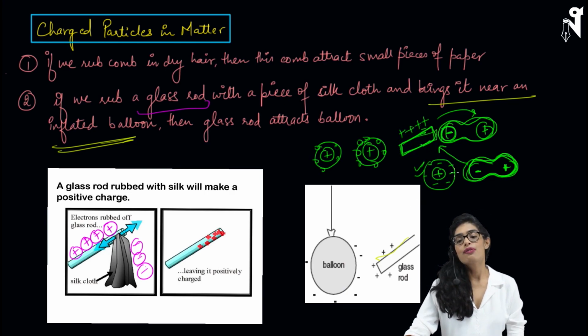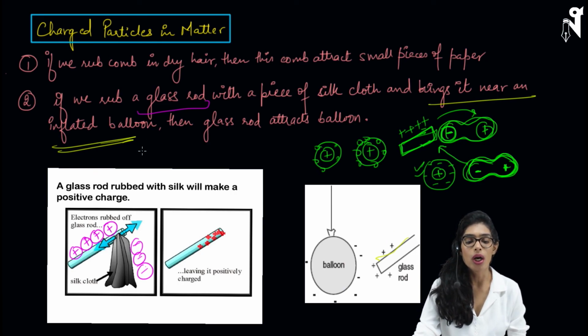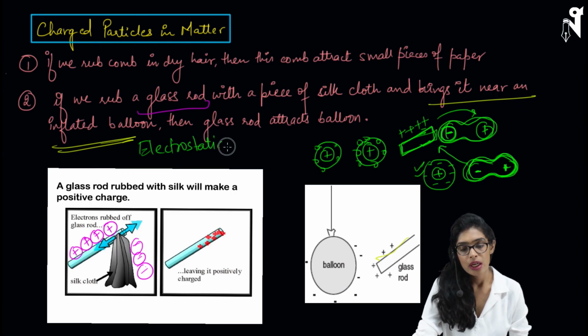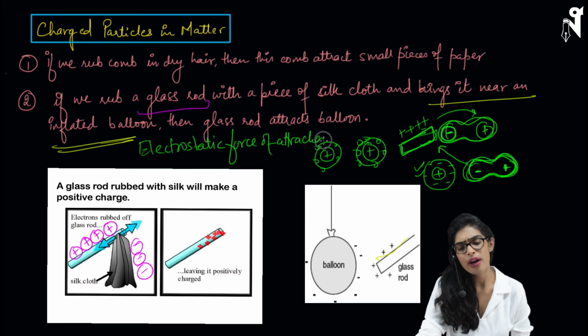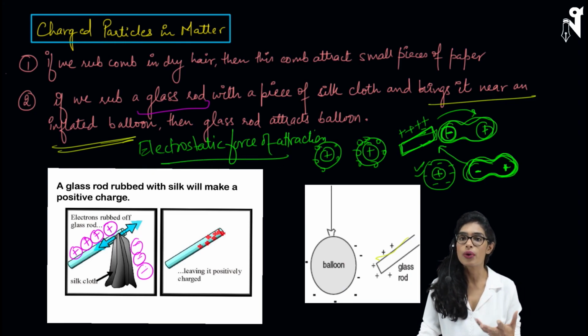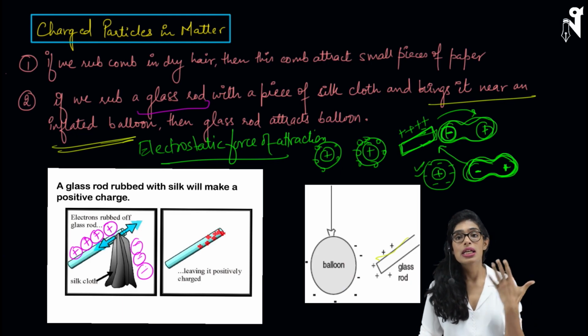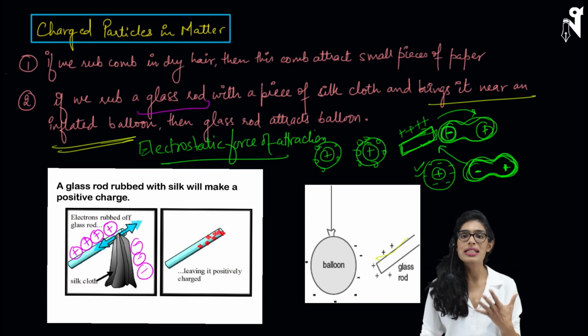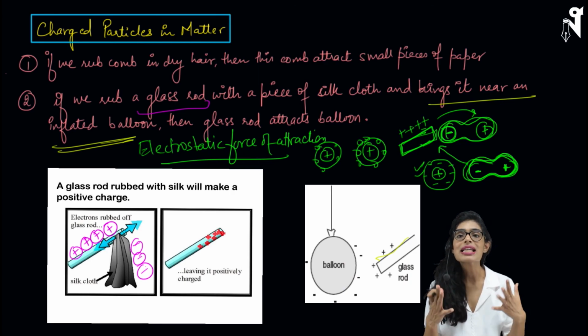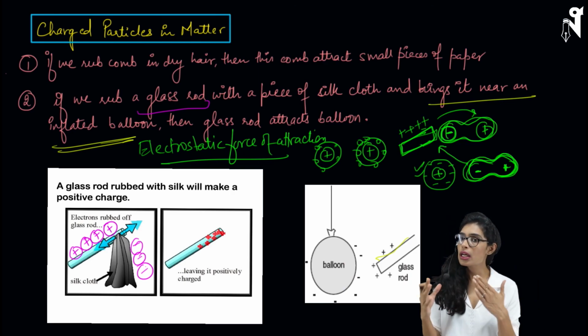This force of attraction which will work here is called the electrostatic force of attraction, and this also gives you a very fair idea of how charges get generated on substances or on matter. This can be experienced and seen, and we can understand that matter is actually charged and has charged particles like negative and positive.